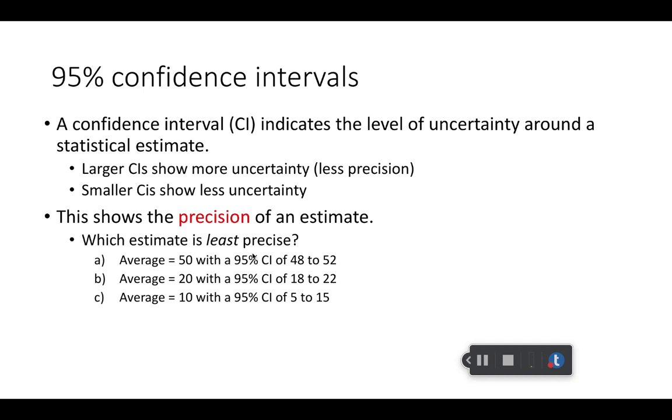So here's a question for you. Which of the following estimates is least precise? If we say the average in a sample is 50 with a 95% confidence interval of 48 to 52, or an average of 20 with a confidence interval of 18 to 22, or an average of 10 with a confidence interval of 5 to 15. Which is the least precise?